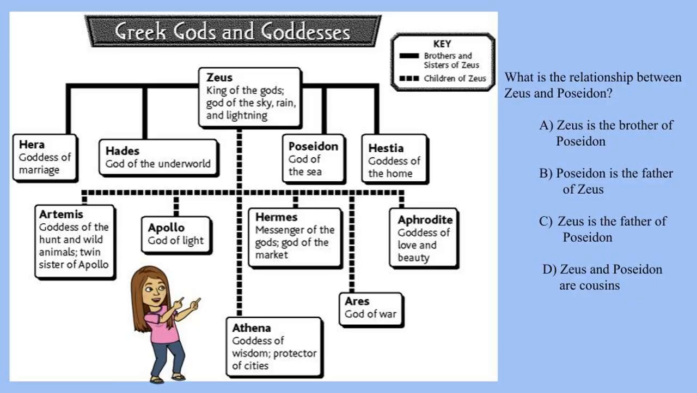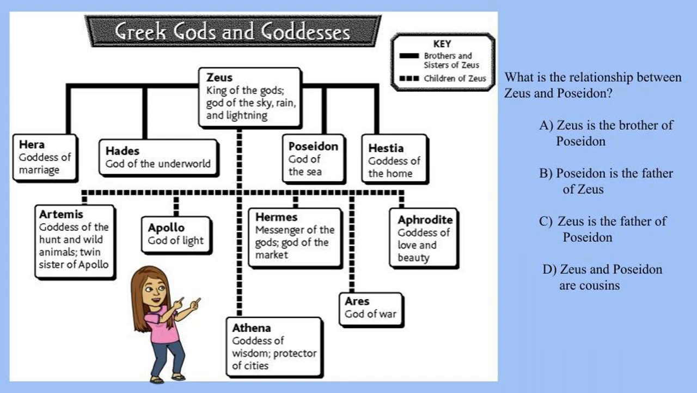And lastly, here is a little chart to look at. So this shows the Greeks' gods and goddesses. This is where it's important to pay attention to the key. So if you look, coming off of Zeus, you have solid lines and dotted lines. So the key shows you that the solid lines are the brothers and sisters of Zeus, while the dotted lines are children of Zeus. So the question is, what is the relationship between Zeus and Poseidon?